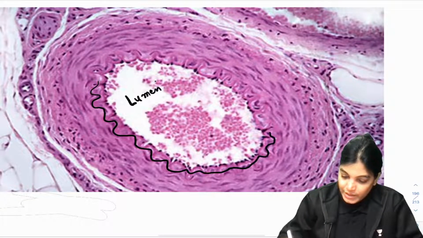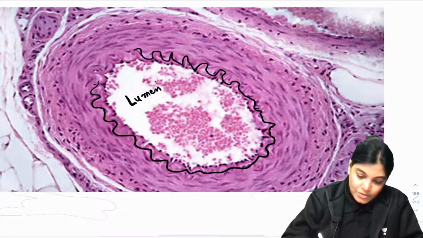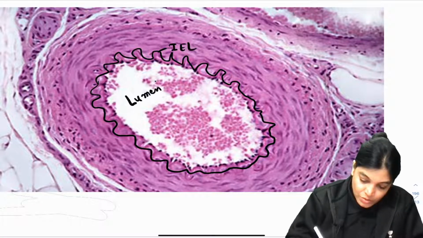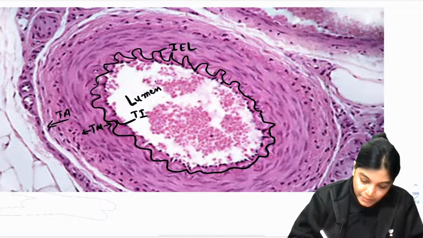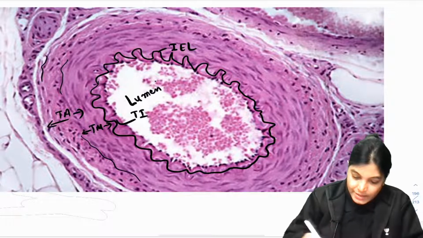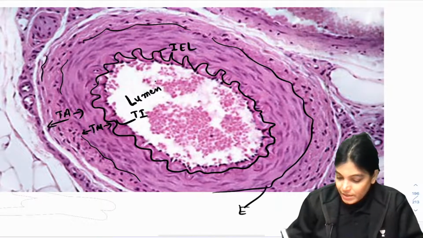Can you see here the refractile nature of the internal elastic lamina is visualized. This is the internal elastic lamina, IEL. This is TI, tunica intima, this is tunica media, and this is tunica adventitia, TA. On the outer side, an external elastic lamina is also there. This will be the external elastic lamina.